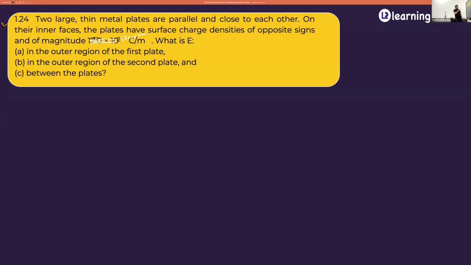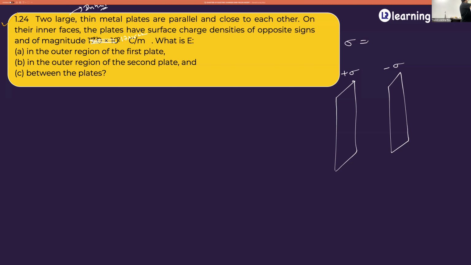Now, let's read the question again. Two large thin metal plates are parallel and close to each other. When they say large, they are considering it to be of infinite length, so basically it is an infinite length plane sheet. So there are two plane sheets like that, placed close to each other. They have opposite signs, so here, if you have plus sigma, here you have minus sigma. And the magnitude of surface charge density on each, if I take only the value of sigma, is 17 into 10 power minus 22 coulomb per meter square.